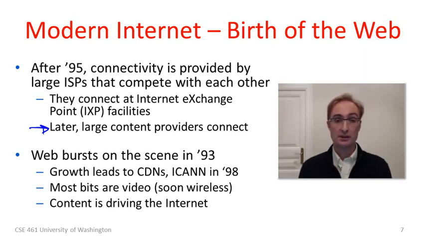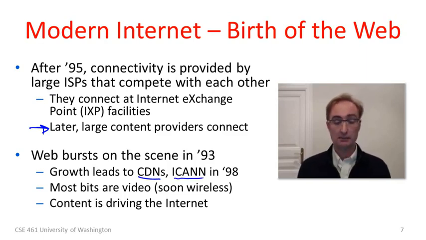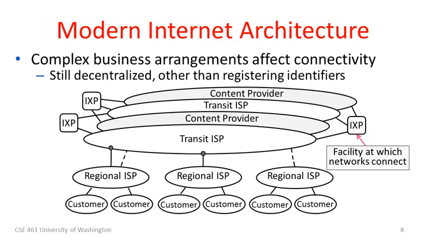The web also burst onto the scene, which changed our usage in '93. And it really took off quite quickly. Its growth stressed the internet and led to the development of content distribution networks, as well as ICANN, which is a body to control the naming and use of the internet. Naming became very controversial, as everyone went after different domain names. Now, as we've grown, most of our content is actually video, the majority of bytes are video, and we're very close to the majority of bytes coming from wireless devices on the edge. So content is very much driving the internet.